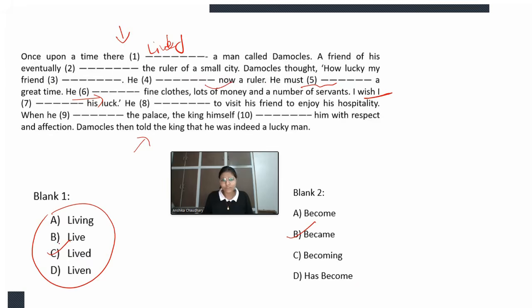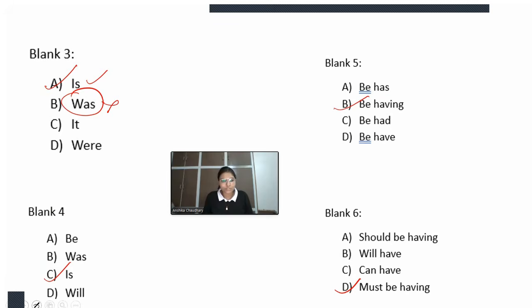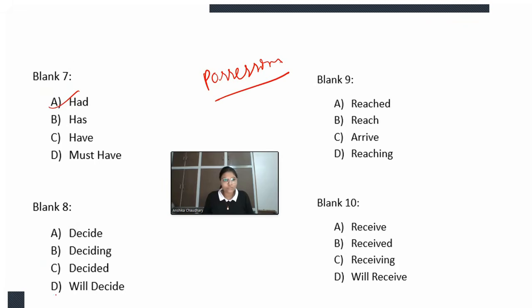Now moving forward, the next is he to visit his friend to enjoy his hospitality, right? He, then the eighth blank. The options available are decide, deciding, decided. Again, for the verb decide, we have different verb forms available: in ing form, in present form, in past form, and in future form, right?